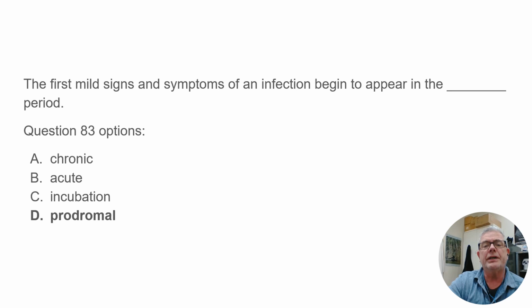The first mild signs and symptoms of an infection begin to appear in what's called the prodromal phase. That's when you first start feeling like something's wrong, but it hasn't progressed to full-blown illness yet. The incubation period is when the body is exposed to the pathogen, but hasn't mounted any type of signs or symptoms yet, because the pathogen is still growing and brewing.